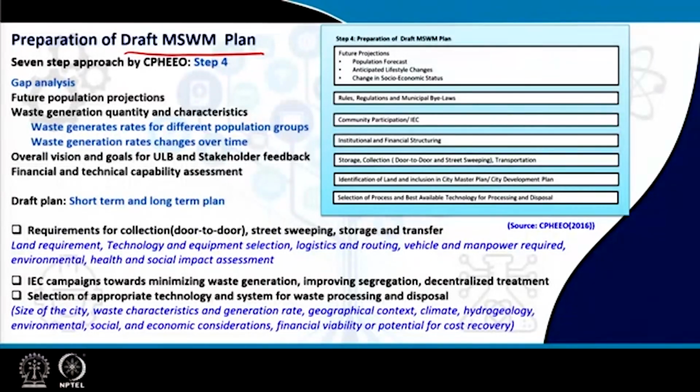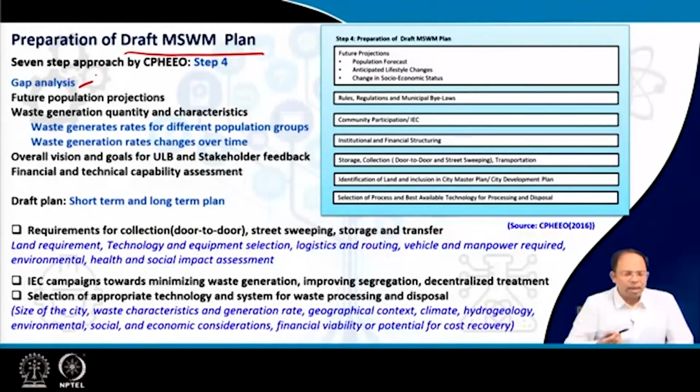But within this draft plan preparation stage, as you see over here, after conduct of the baseline, we have to determine the gap in the service, right? So once the gap analysis is done, as we were conducting in the previous slides, we have to determine what the future population is for a particular urban area. We have to determine the waste generation quantity and characteristics in future. So we have learnt how to estimate that, right?